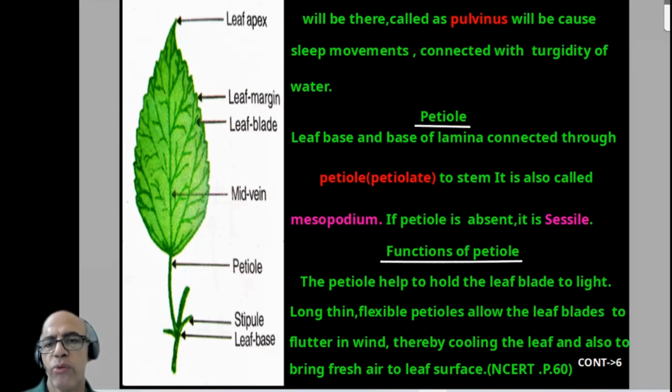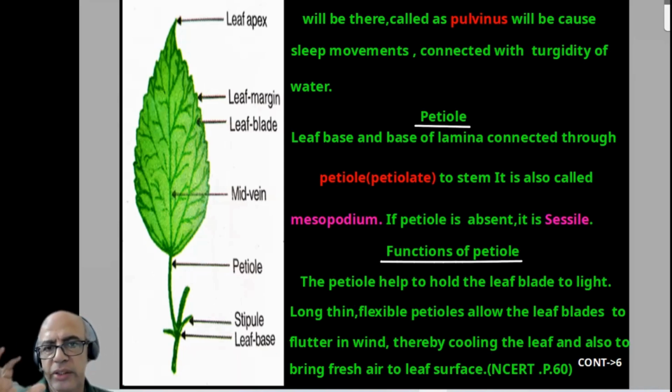So each structure has got a function. Nature has not given anything as a waste. There is a function for each structure. So petiole helps to hold the leaf blade to light. Petiole will be long, thin, flexible. So if petioles are long, thin, and flexible, they allow the leaf blades to flutter in the wind, thereby cooling the leaf and also bringing fresh air to the leaf surface. That is given on NCERT page number 60.